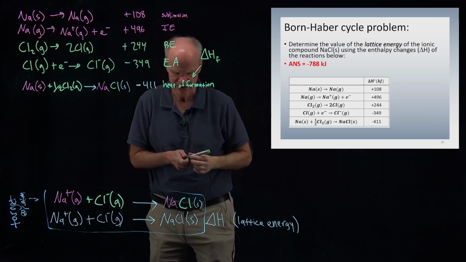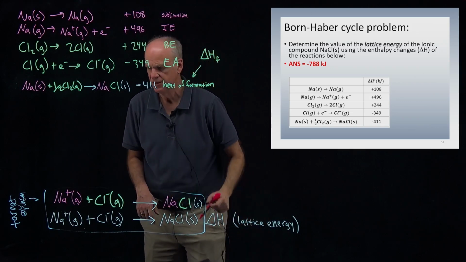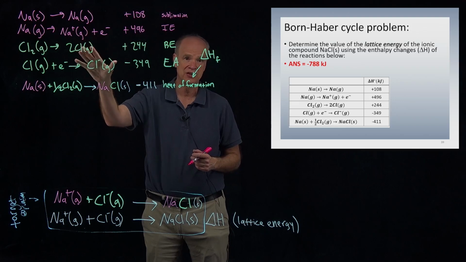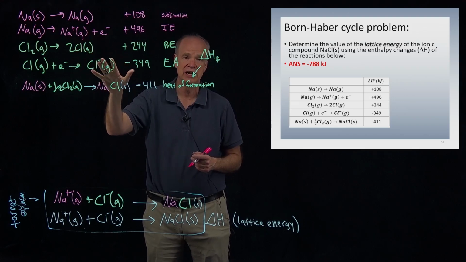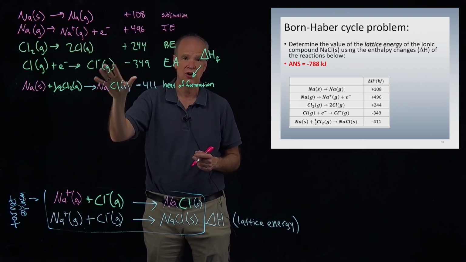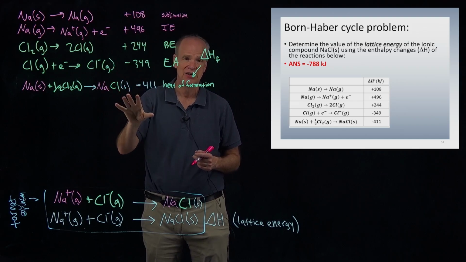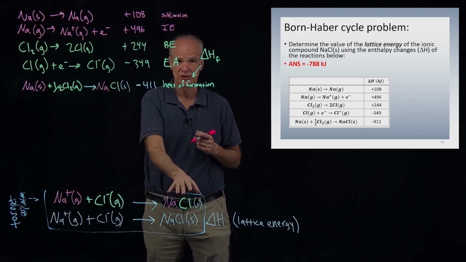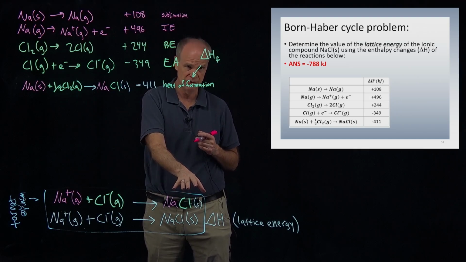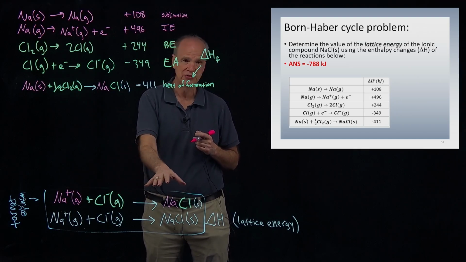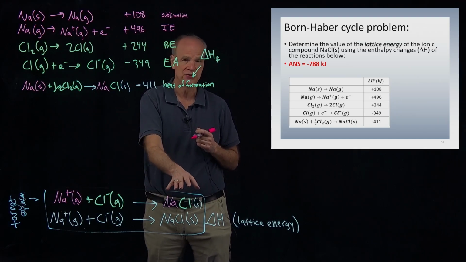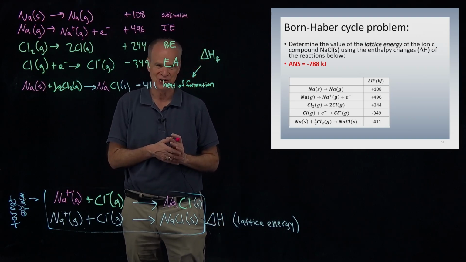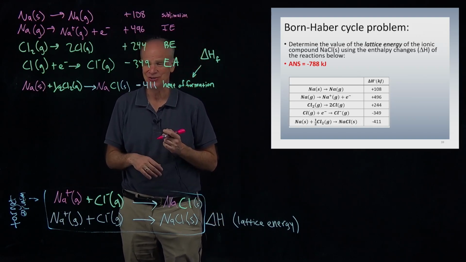Okay, so now what we're going to do is modify these reactions in such a way that we can get almost all the symbols to cancel out. And after they all cancel out, we're going to be left with just the target equation, which is what we want, the equation that describes the formation of solid sodium chloride from its ions. Okay, so where do we start? That is a really good question.